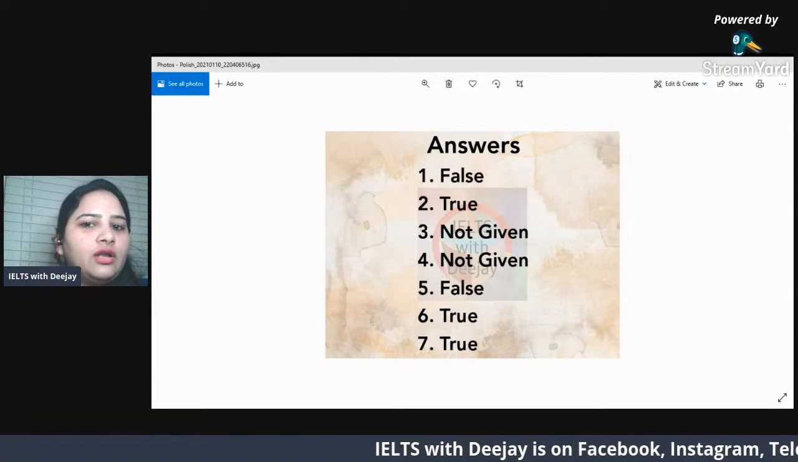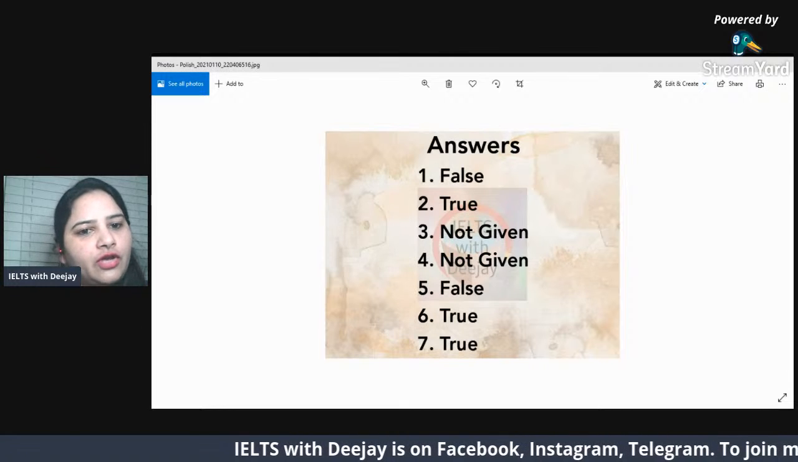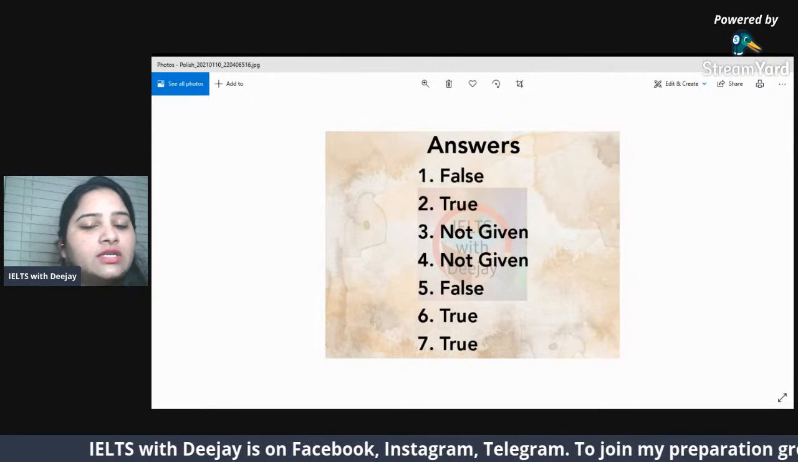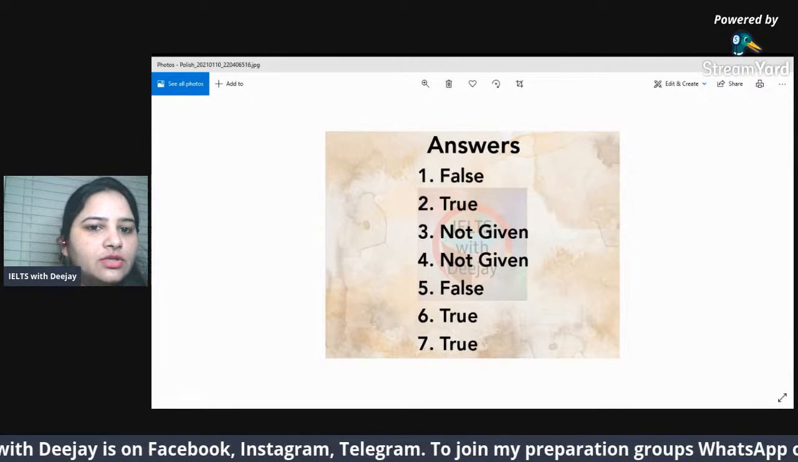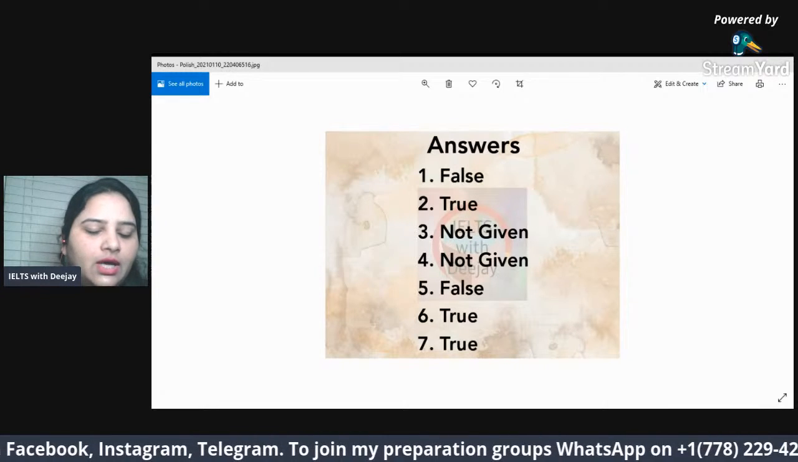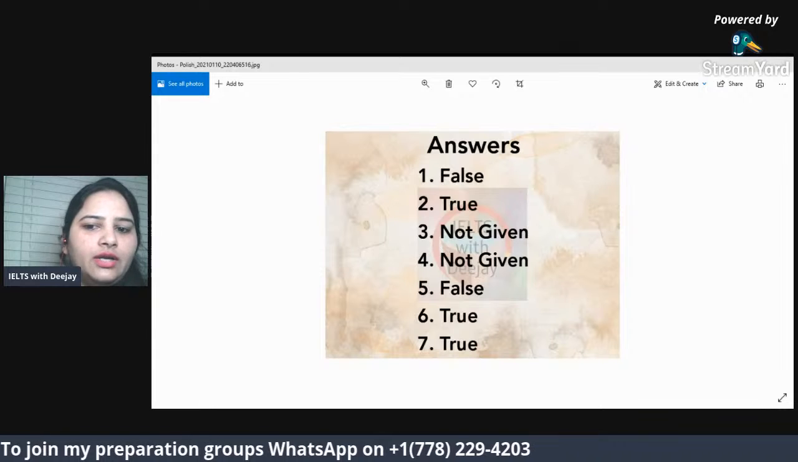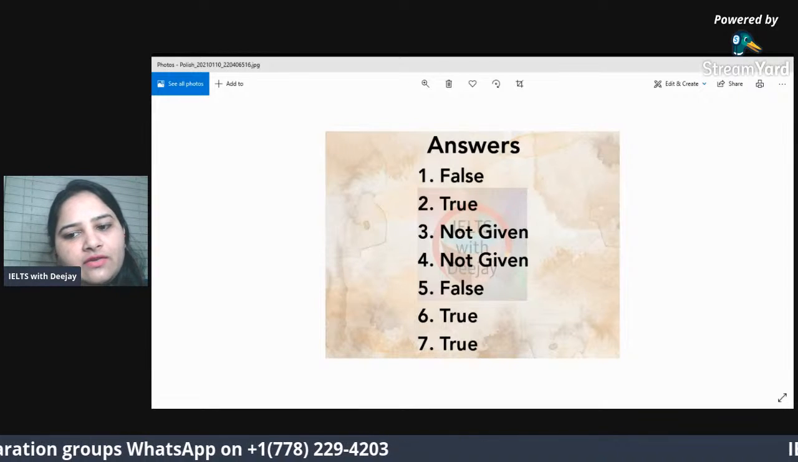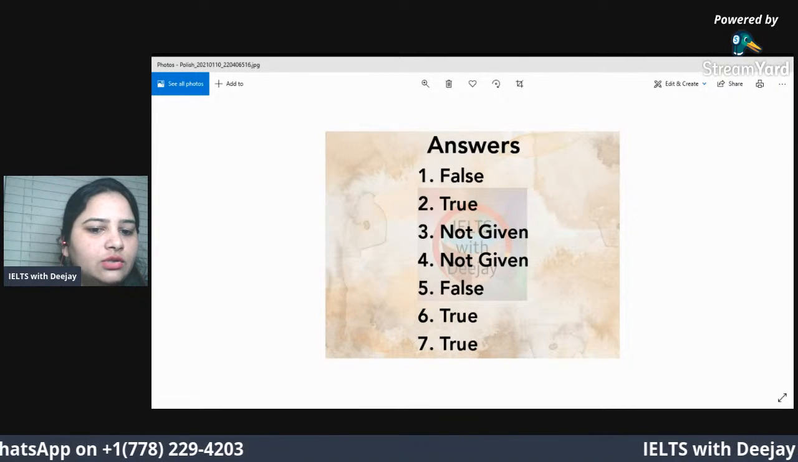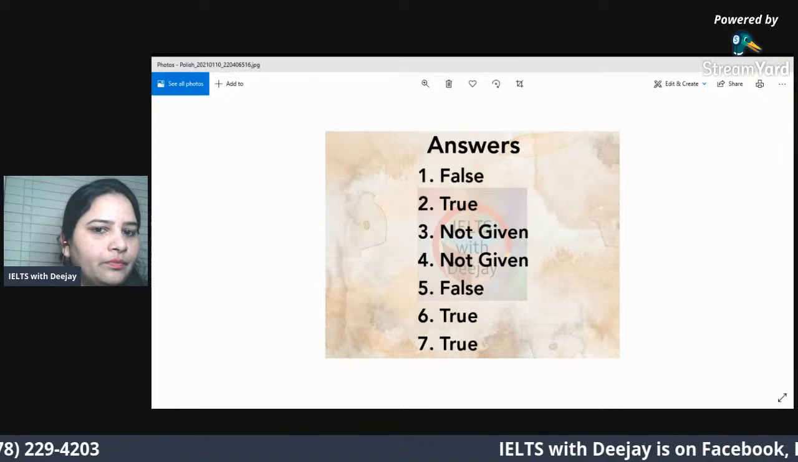And if you have any knowledge about any topic, just forget it because you can't assume anything. Your answers are going to be based on the text only, and in the exam, they can change the text so that you all get confused. So whatever is given in the text, that is going to be your answer, not the thing that you know.